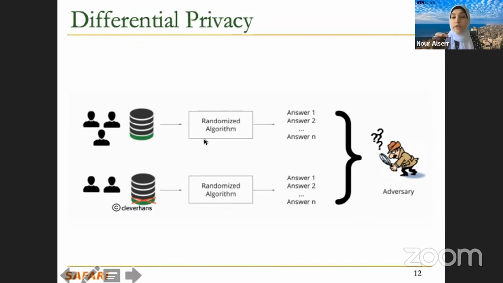Here, we want to hide the impact of one individual. So imagine we have a data set and we have a neighbor data set. Both of them are the same. They differ only in one row. So if the adversary sends his query to the data set, he will be confused about where the answer he got is from. Is it returned by this data or the other data? So this is the brief idea of differential privacy.